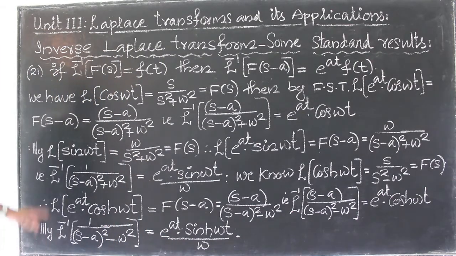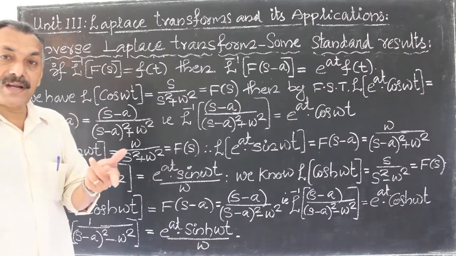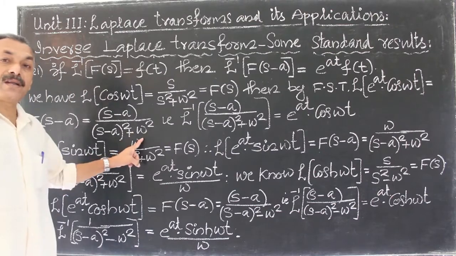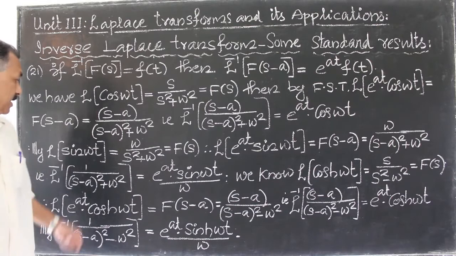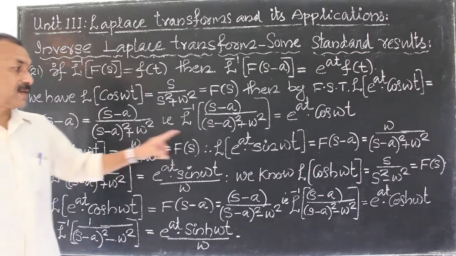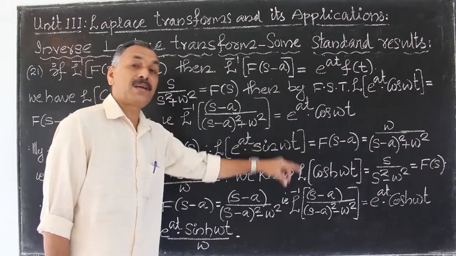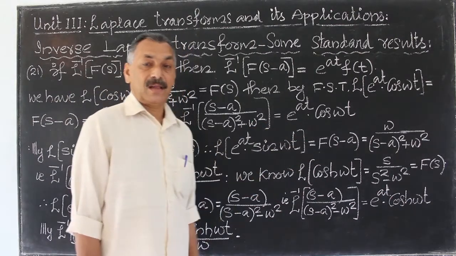Similarly, what is L of sin omega t? Laplace transform of sin omega t is equal to omega divided by s square plus omega square, which is equal to f of s. That is, sin omega t transforms to f of s. Then, applying the first shifting theorem, L of e raised to at into sin omega t is equal to f of s minus a.